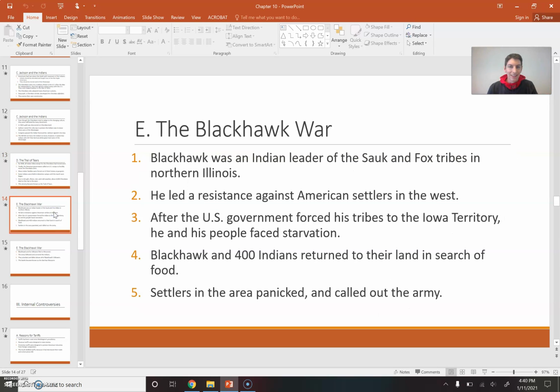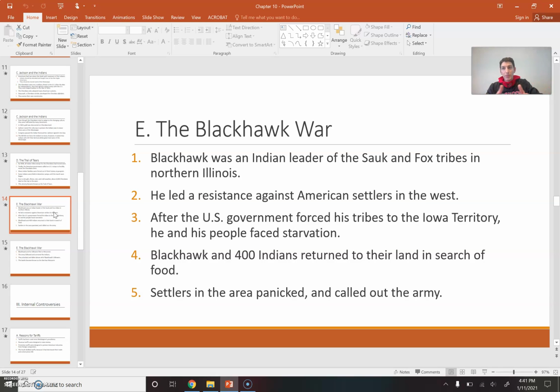Black Hawk was an Indian leader of the Sauk and Fox tribes in northern Illinois, and he had led a resistance against American settlers in the West, burning and raiding settlements there. Now, he also fought against the U.S. troops. And so at this point, because he did not have the power to defend his tribe and to keep fighting against the U.S. troops, he moved into the Iowa Territory.